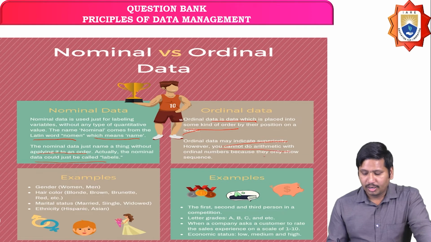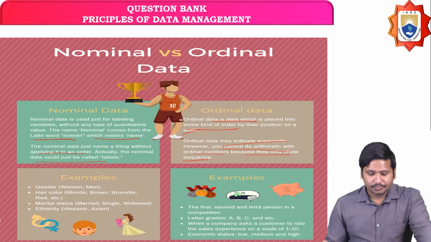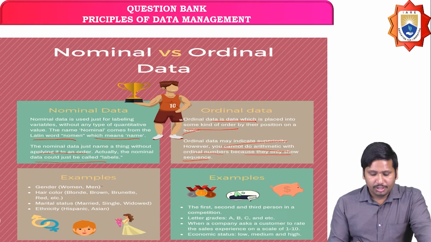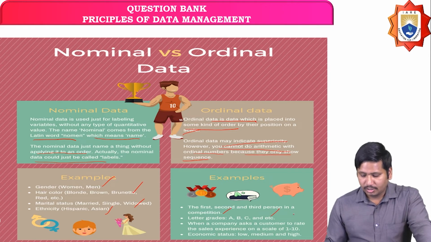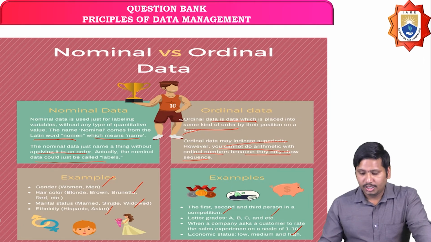However, you cannot determine arithmetic within ordinal numbers because they only show the sequence. Here the examples will be gender, so women and men, hair colors like blonde, brown, black, red, marital status like married, single, widow, and ethnicity like Hispanic and Asian. These are some of the examples of nominal data. Examples of ordinal data will be first, second, third place in a competition, letter grades, when a company asks the customer to rate on a scale of 1 to 10, and economic status like low, medium, and high. These are some of the examples of ordinal data.